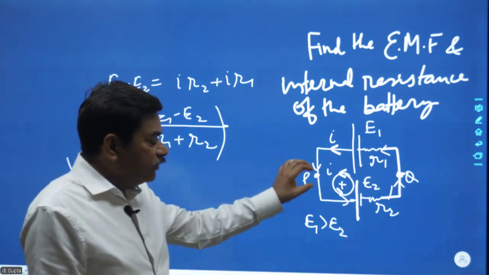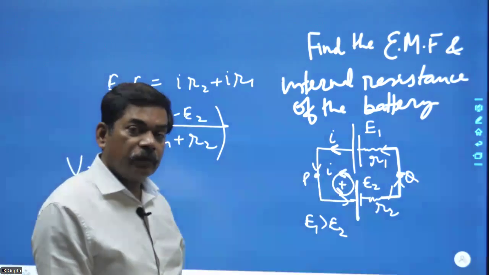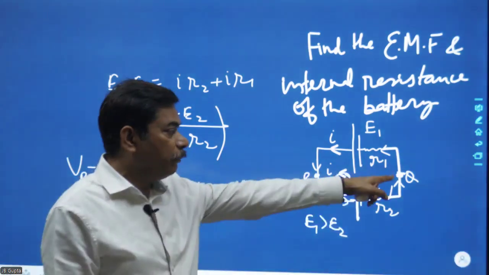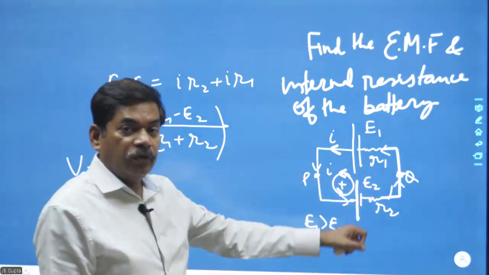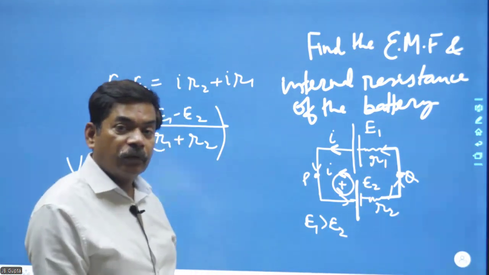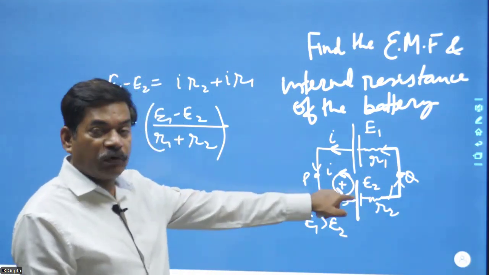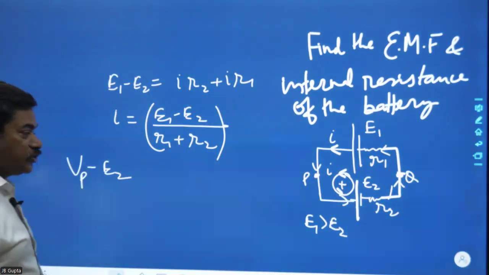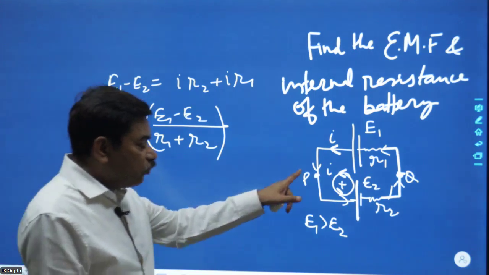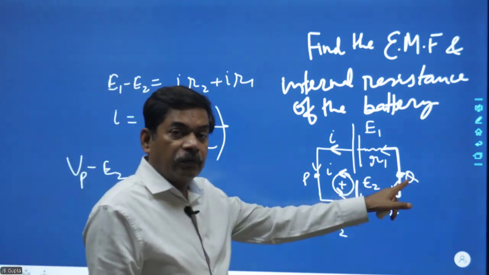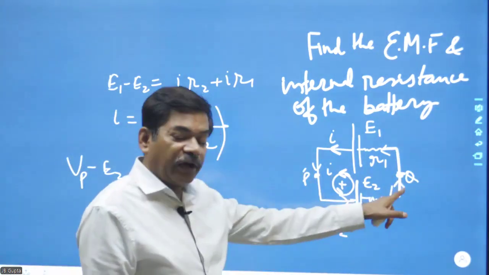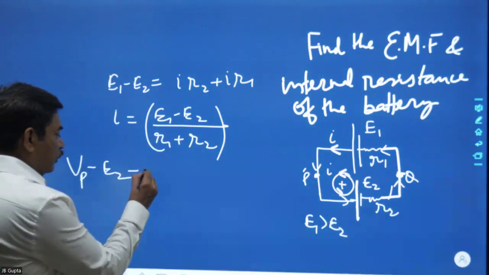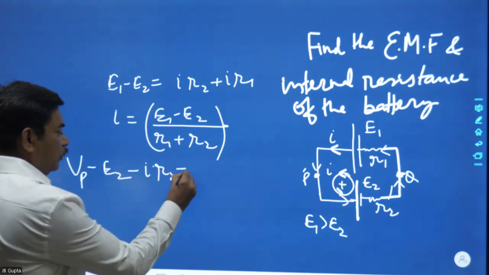Now when a cell comes on your way, you'll see whether the negative of that cell is towards the point where you want to reach. You want to reach the point Q, and the negative of the cell is towards that point, then this will be minus E. Then if you're going in the direction of current, the potential will fall across R2, so that will be minus I into R.